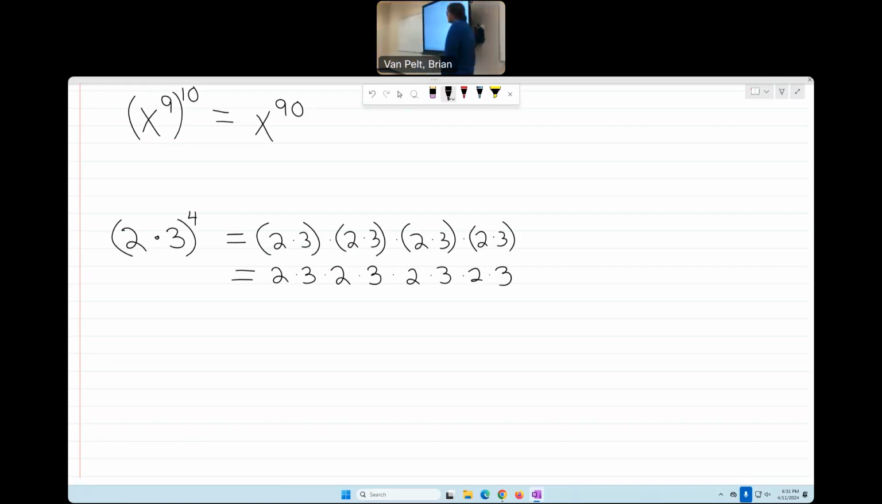I use another property of multiplication, which means I can multiply in any order that I want. So I can rearrange everything. I'm going to put all the 2's first, and I'll put all the 3's behind it. So first, 4 2's. Then I'll have 4 3's.